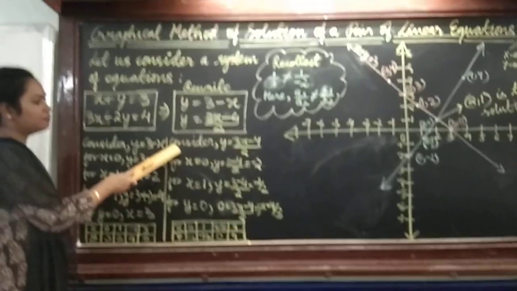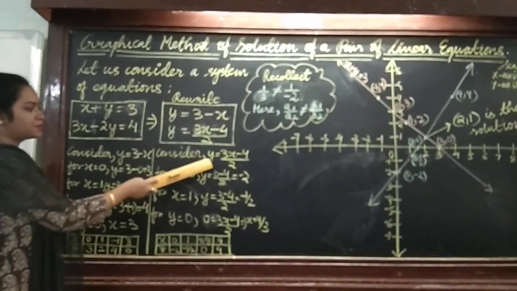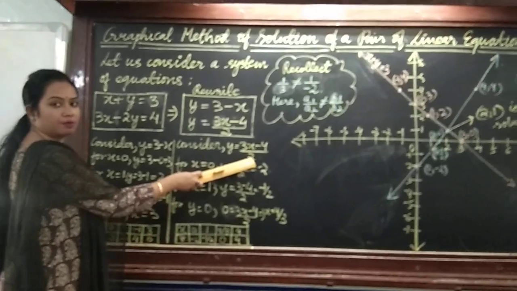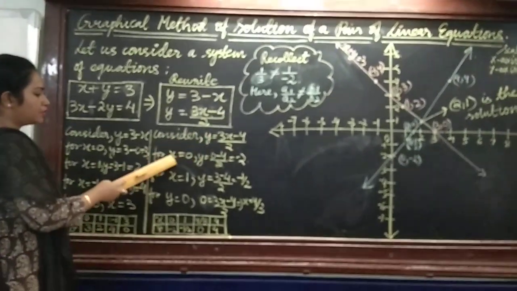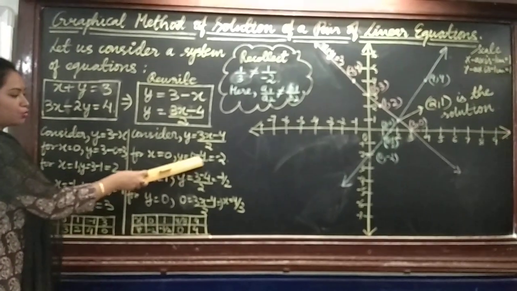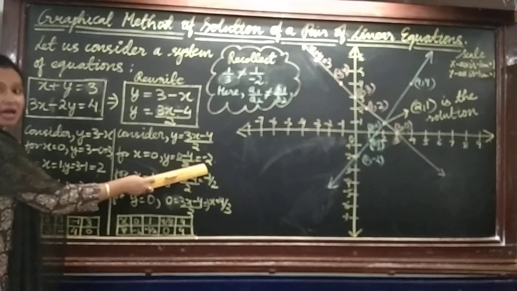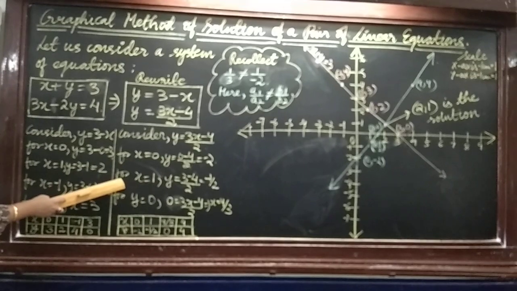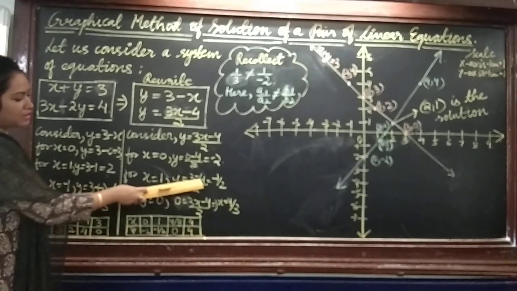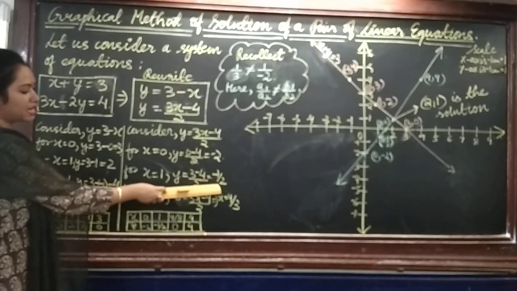So what we do here is take any values of x which we substitute into the equation y equals (3x minus 4) by 2. For x equal to 0, we get y equals (0 minus 4) by 2, which is minus 2, right? For x equal to 1, you get y equals (3 minus 4) by 2, which is minus 1 by 2.